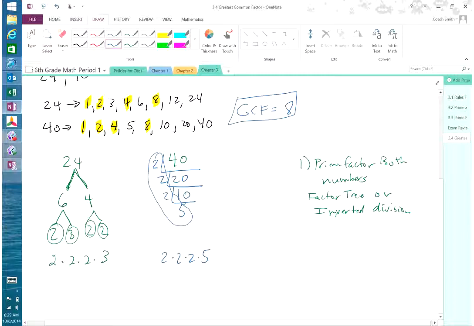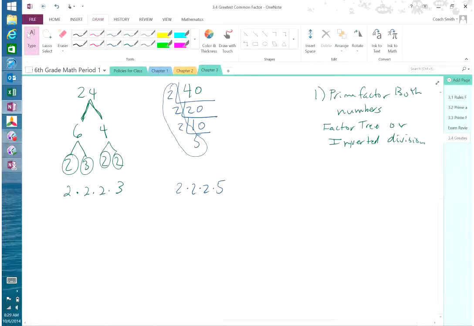Okay, now, here's what we're going to do to find the greatest common factor. Okay, I'm going to take, and I'm going to see which one of my prime numbers are common with both prime factors.